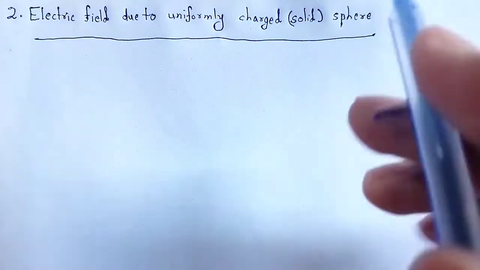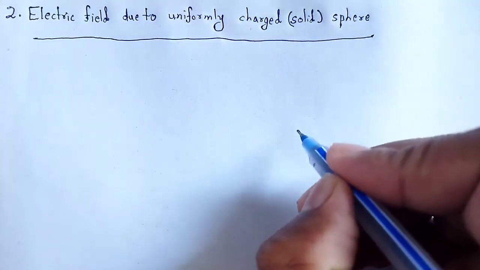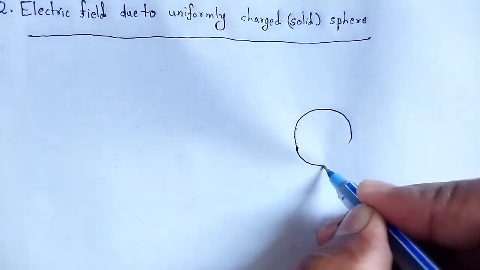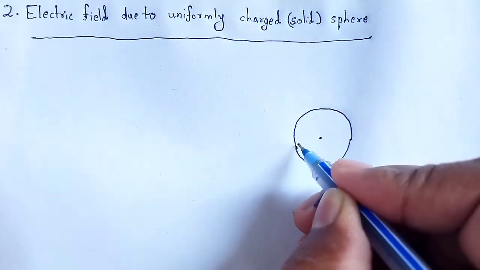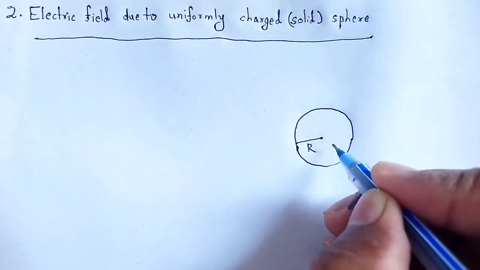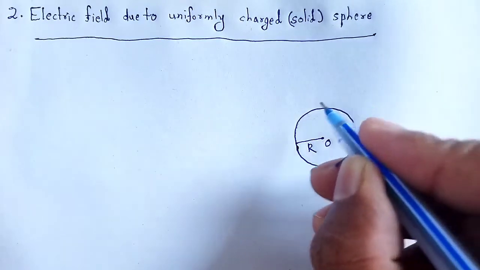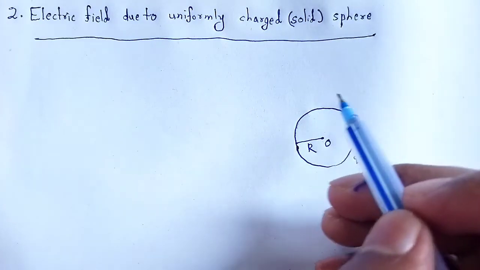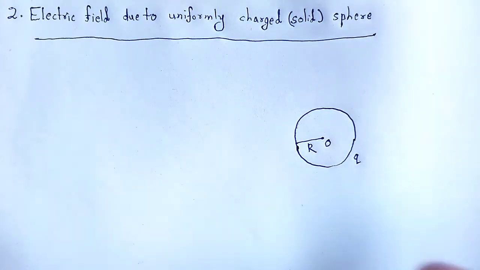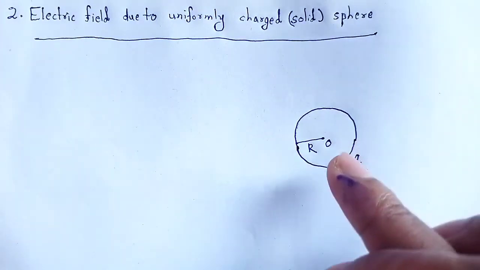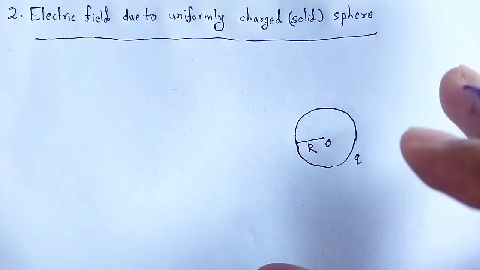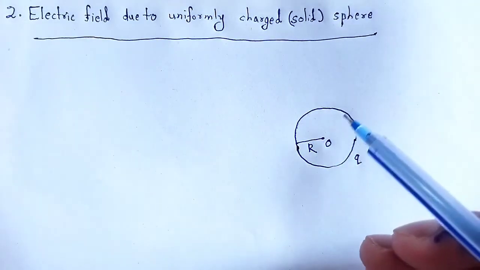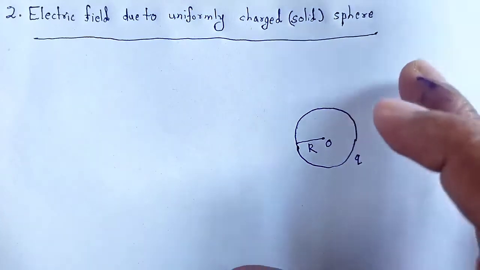Let us consider a uniformly charged sphere of radius capital R at center O. Let charge Q be uniformly distributed throughout it. Now we have to calculate the electric field due to that charged sphere, which will be spherically symmetric and radially outwards. Let us take a point P.